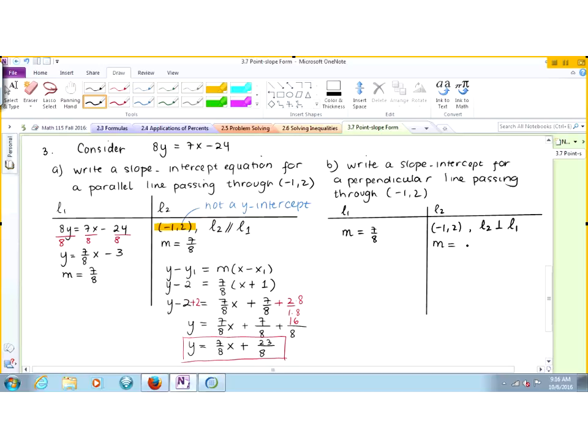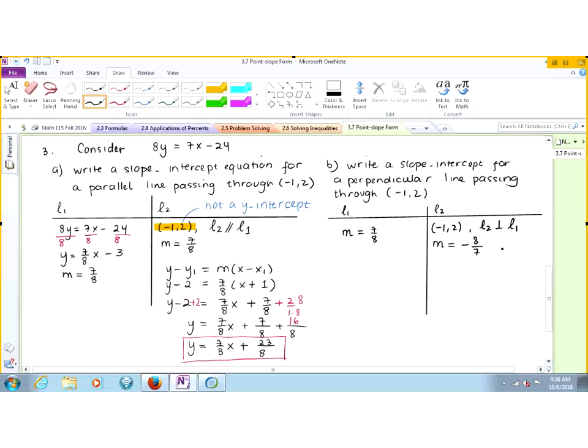So if they're perpendicular, what happens to the slope? Will it be positive or negative? Negative. And then what would you do? Take the reciprocal? Yes. So negative reciprocal. The signs must be opposite, and you also have to take the reciprocal.